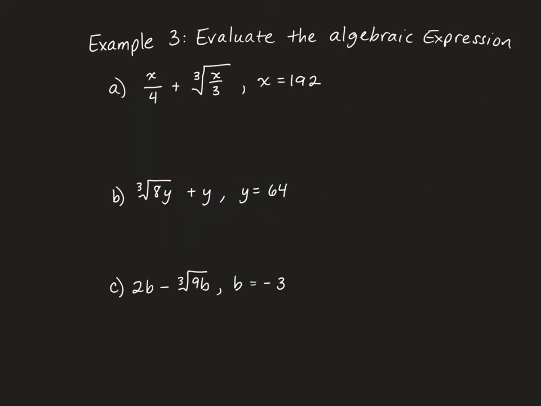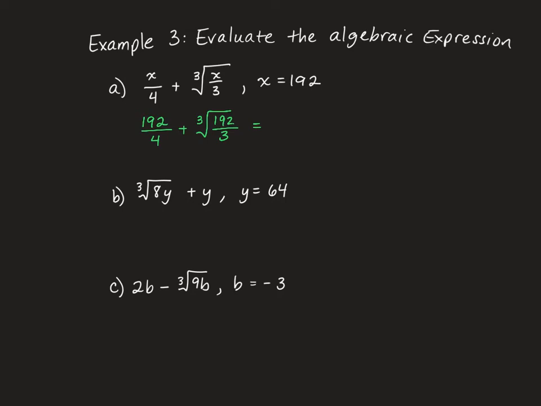In example 3, we need to evaluate the algebraic expression. So in each of these problems, we are given an algebraic expression, and we're given what that variable equals. In this case, x equals 192. So what we need to do is take the 192 and substitute it in for the x on both of these parts. And so there I've rewritten the algebraic expression, but instead of x, I wrote 192. So now we need to simplify this.